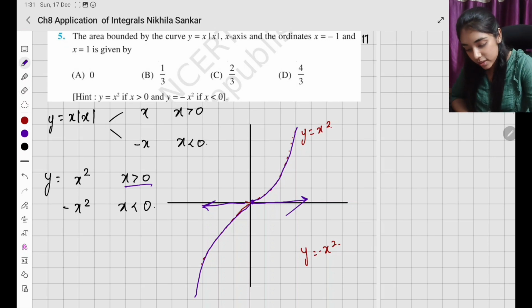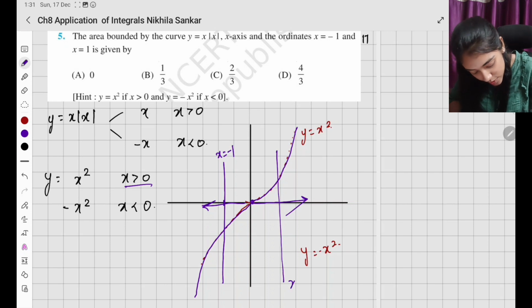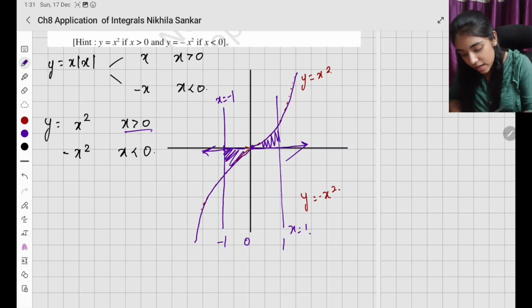And what are the other points? X is equal to minus 1, right? So let us take this as x is equal to minus 1. So x equals minus 1 and x equals 1. So let this be x equals 1. Okay, so what is my shaded region now? This is going to be my shaded region. So my graph travels from minus 1 to 0 and 0 to 1. And we need to know whether the graph is y equals x square or minus x square.